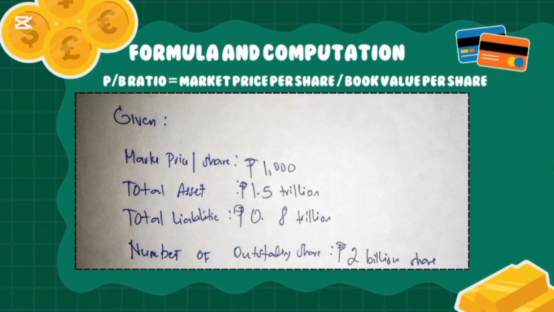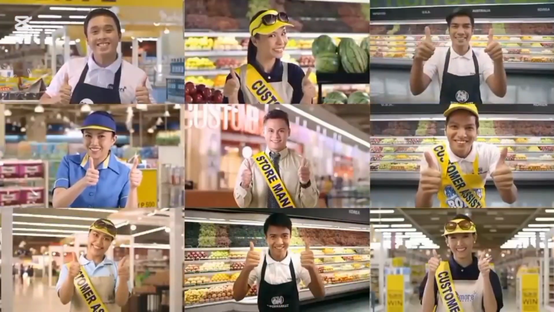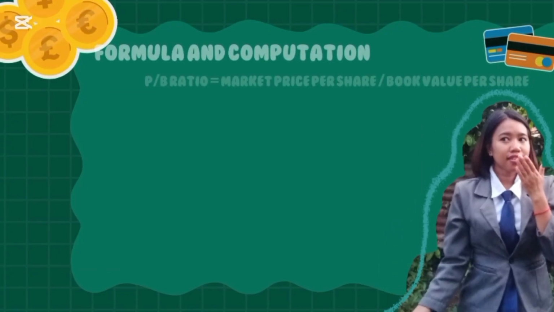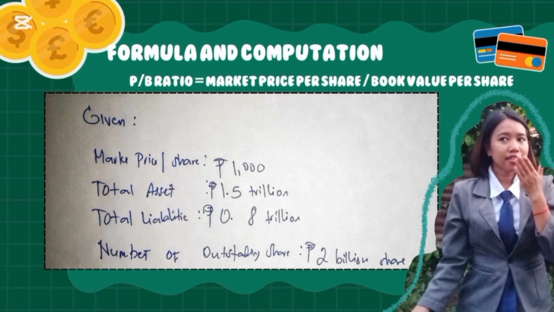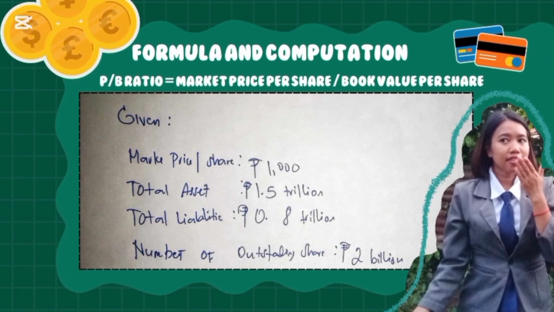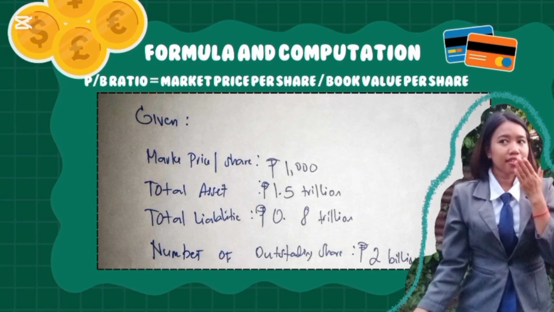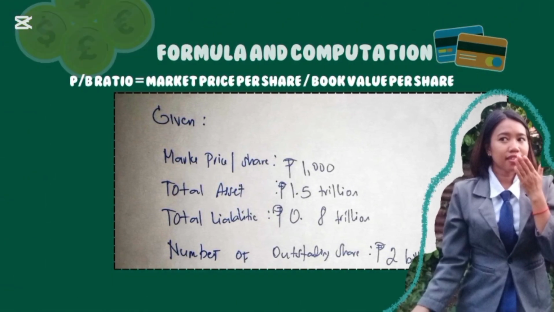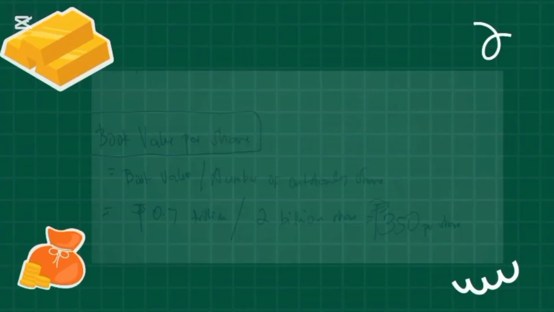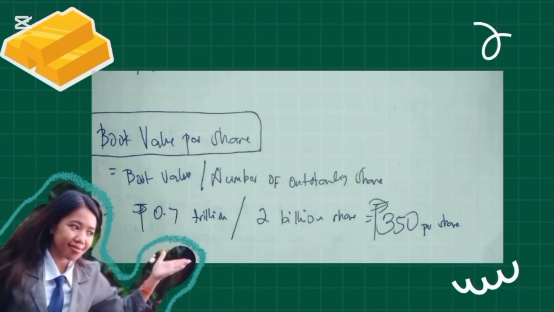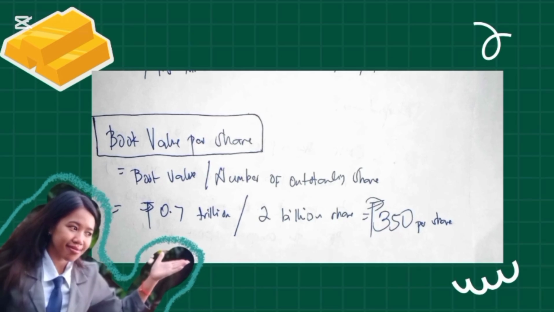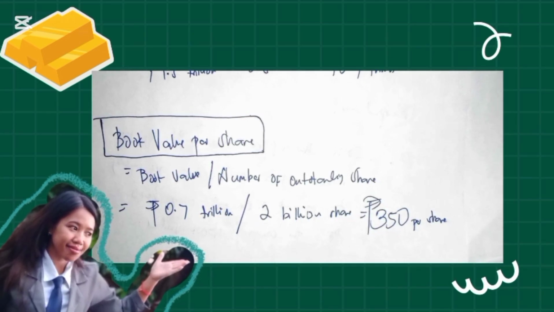Let's give examples. Let us consider a real Philippine-based company, SM Investment Corporation or SMIC. As of December 1, 2024, the market price per share of SMIC is 1,000 pesos, the total assets are 1.5 trillion, the total liabilities are 0.8 trillion, and the number of outstanding shares is 2 billion shares. First, let us calculate the book value per share, which is the book value of 0.7 trillion over the number of outstanding shares, which is 2 billion shares. That would be 350 pesos per share.